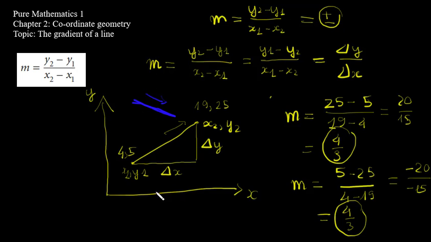If we have a horizontal line, the gradient of a horizontal line equals 0, for this line C. So the gradient of line C equals 0 because there is no change in y. It's a horizontal line. If I have a vertical line, D, the gradient of D is infinite. We cannot find the gradient of D because the change in x equals 0, and something divided by 0 goes to infinity.